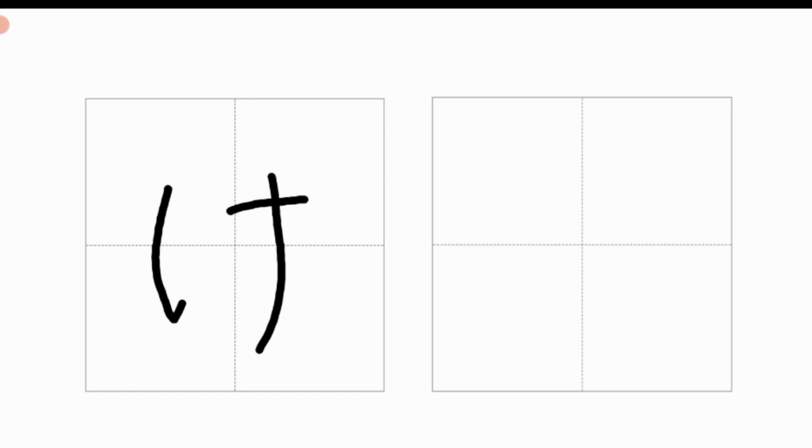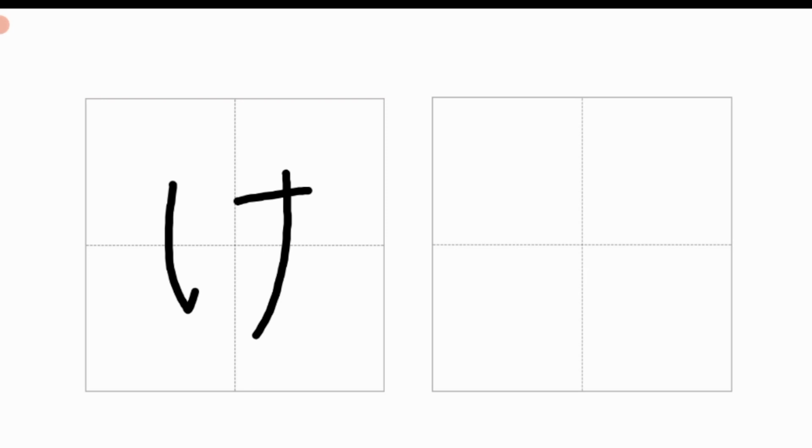So how did it go? Let's try it again together. The left vertical line, top right horizontal line, diagonal from the middle. Don't worry if it's not perfect. Just focus on the stroke order. So let's write it once. First, left vertical line, top right horizontal line, and diagonal from the middle. This is ke. So good job, everyone.